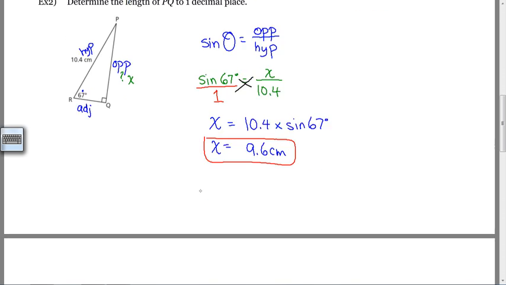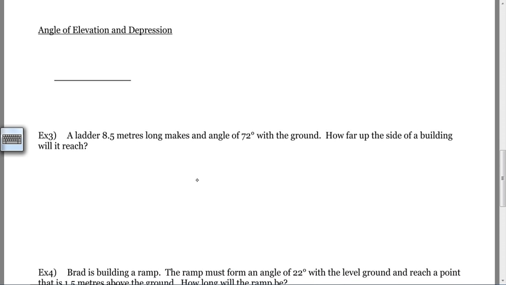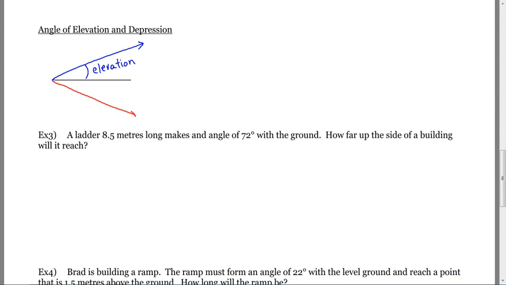Now let's do some more stuff. You'll see angle of elevation and depression. When you go in an elevator, you're obviously going up, so you're elevating. That's your angle of elevation. Going down is depression. Kind of an easy concept to understand.